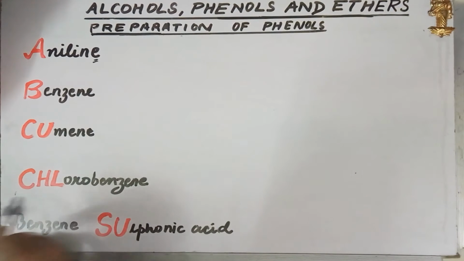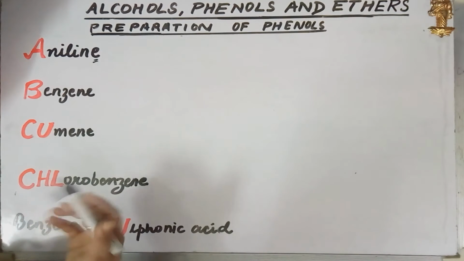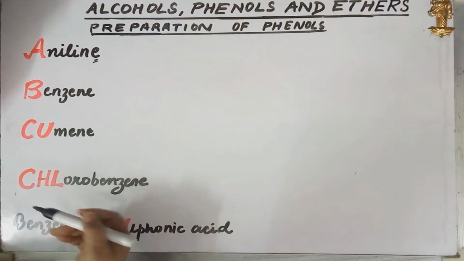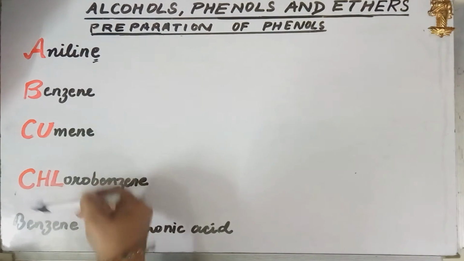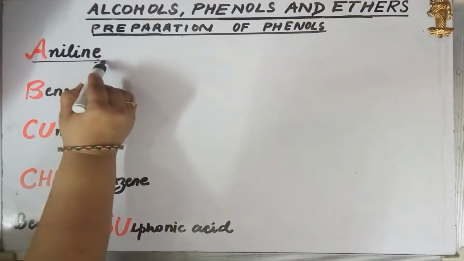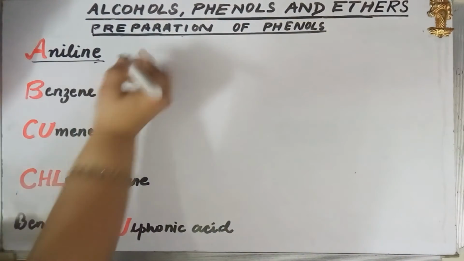Okay students, let's move to another important topic, and that is preparation of phenols. We can recall all the preparatory methods of phenol again by using a funny sentence, and that is "abhi kyun kal subah". Start with aniline, starting from the A, and let us see how it happens.